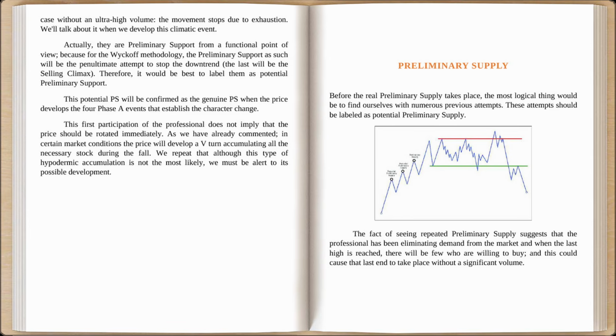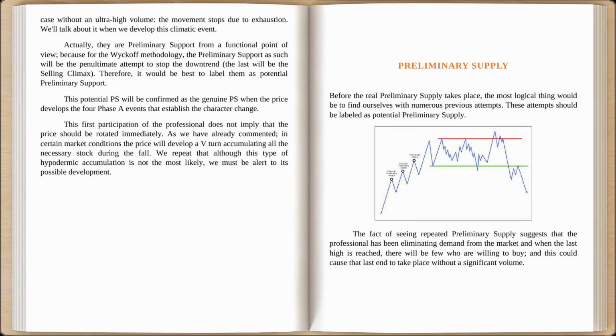As we have already commented, in certain market conditions, the price will develop a V-turn, accumulating all the necessary stock during the fall. We repeat that although this type of hypodermic accumulation is not the most likely, we must be alert to its possible development. Preliminary supply. Before the real preliminary supply takes place, the most logical thing would be to find ourselves with numerous previous attempts. These attempts should be labeled as potential preliminary supply.